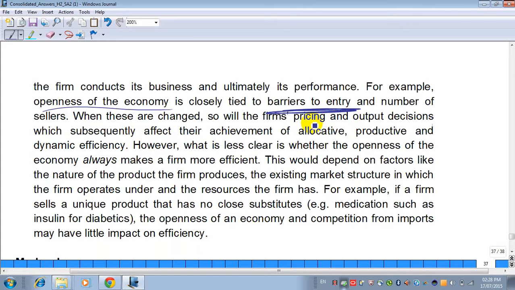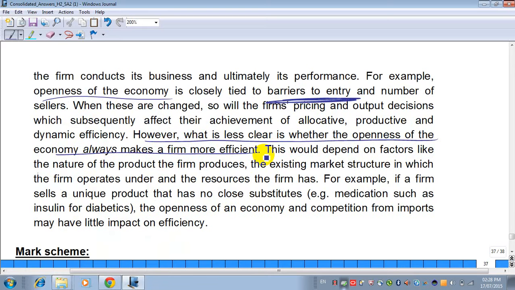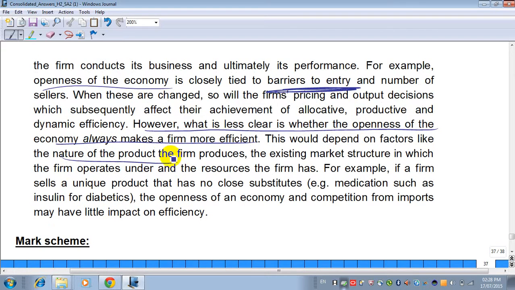However, what is less clear is whether the openness always makes the firm more efficient. And this would of course depend on certain factors, on the nature of the product, whether it is a unique product, which will affect the market structure. For example, if the firm sells a unique product that has no close substitutes, for example, medication for diabetes like insulin, even with the openness of the economy and the competition from imports, there might be very little impact on the efficiency. Because so what if you're open?